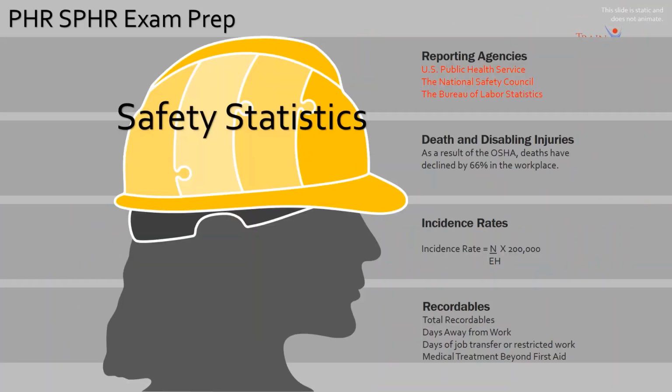Industrial accident statistics in the United States are compiled and published by three major organizations: the U.S. Public Health Service, the National Safety Council, and the Bureau of Labor Statistics. Each year in the United States, industrial accidents result in more than 4,000 deaths and 5 million injuries that require a medical consultation. On the positive side, statistics indicate that fewer accidents occur at work than on the highways, at home, or in public activities. As a result of the Occupational Safety and Health Act, deaths have declined by 66% in the workplace.